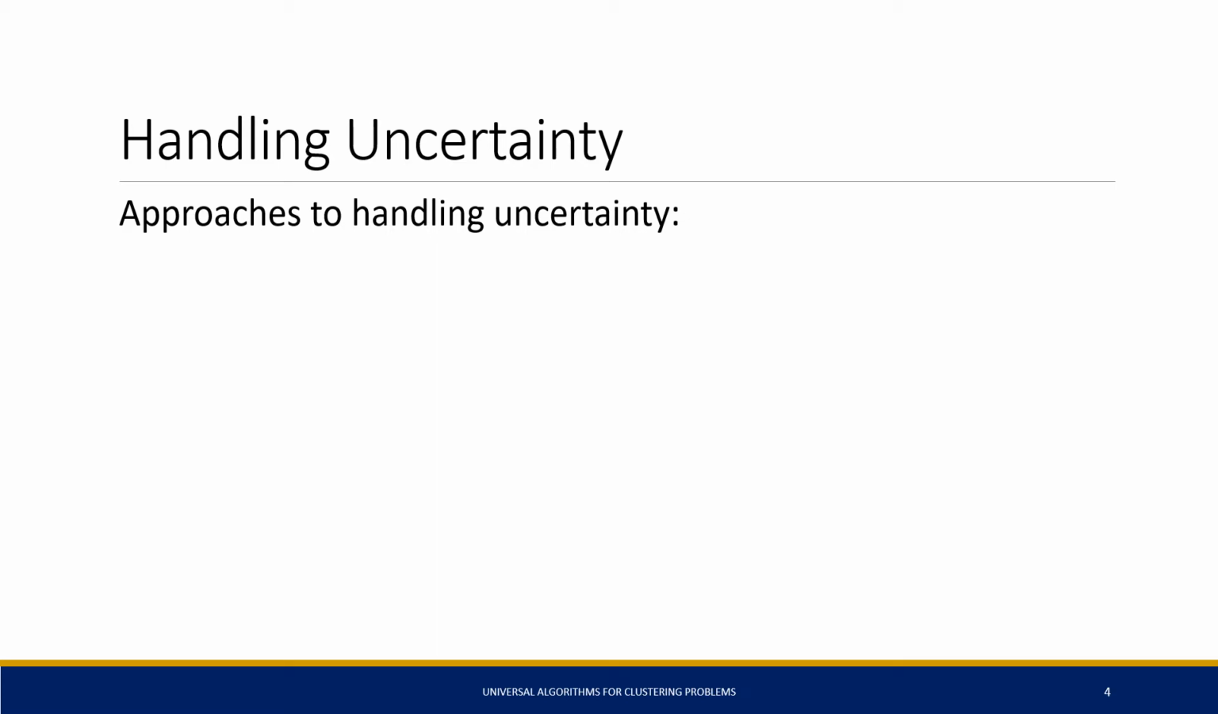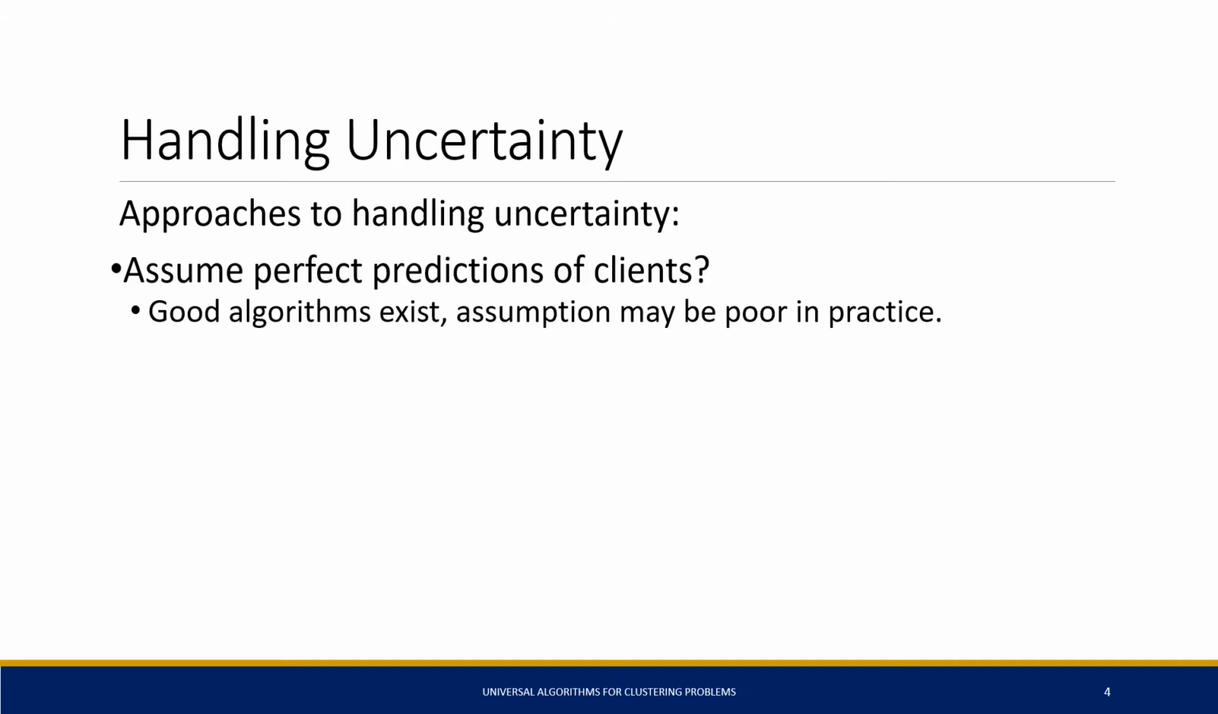There are various approaches we can take to handling uncertainty, and I'll discuss a few of them here. One very simple one is to just assume we have some perfect information about what the set of clients is. Theoretically, this makes the problem very easy, and we have all sorts of great approximation algorithms and heuristic algorithms for these problems. But this assumption may be poor in practice, and so we might end up with a solution that's very good for what our predicted set of clients was, but is very poor for the set of clients that appears in reality.